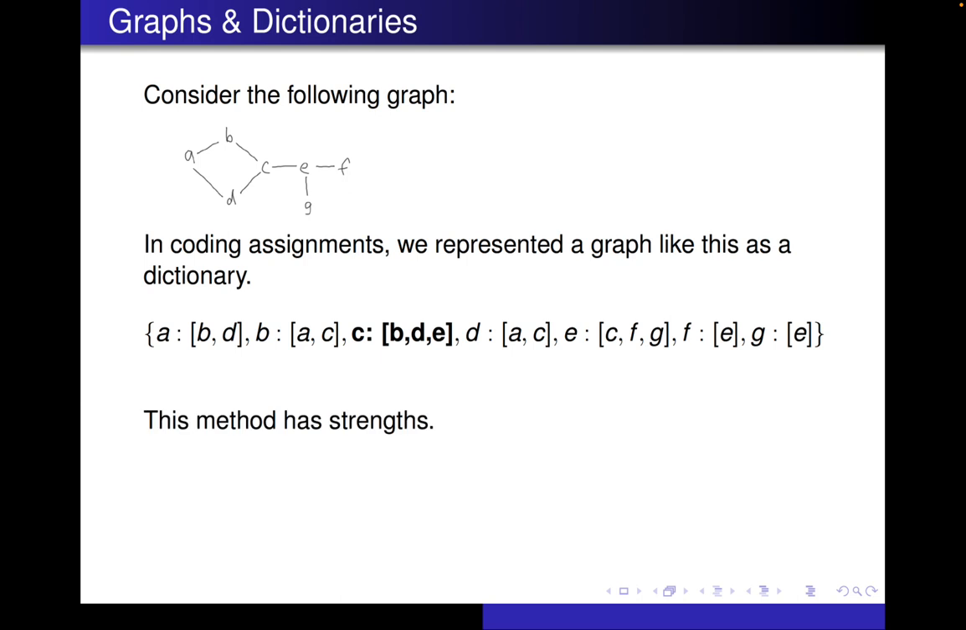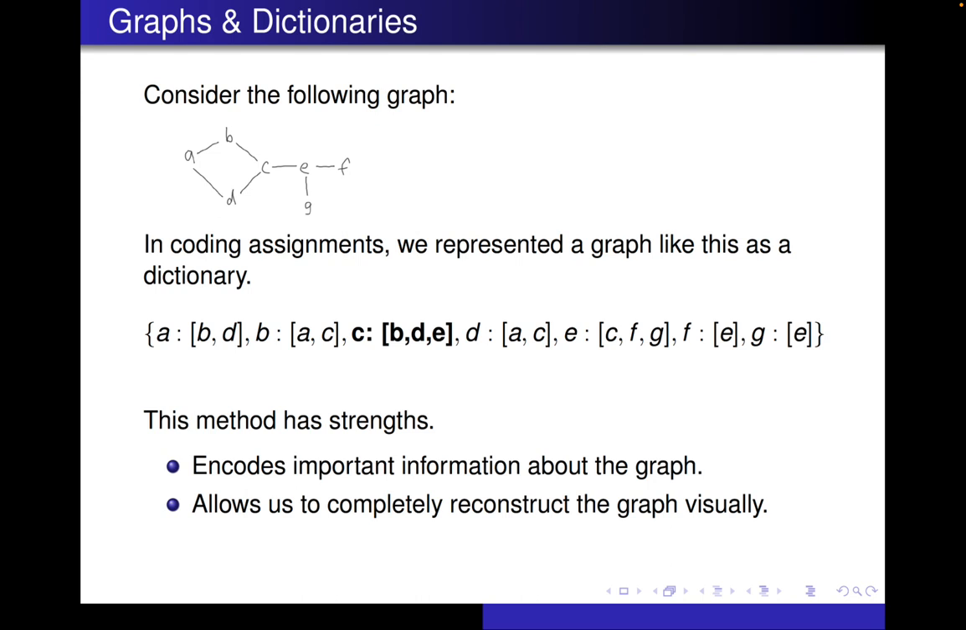So this method has some nice strengths, which is the reason we use it in Python. First of all, it encodes all the important information that we need about the graph: what the vertices are, and what the adjacency relationships are. It also allows us to completely reconstruct the graph visually if we're given the proper dictionary. And then finally, it is an efficient use of storage space. That's not obvious here, but it certainly is compared to other ways that we can represent graphs.